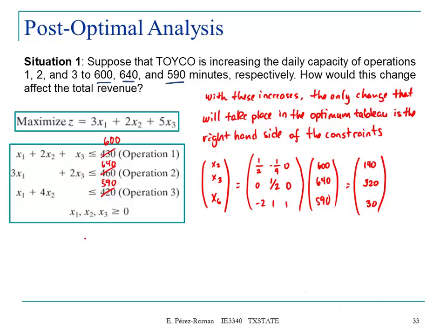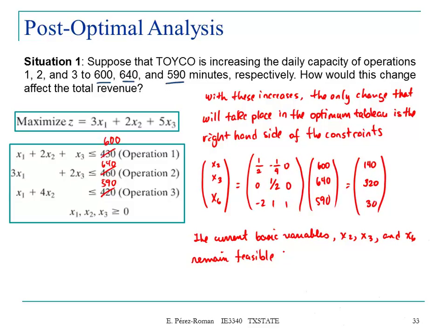So since these are positive, the current basic variables x2, x3, and x6 remain feasible. Okay, so feasible basically means that you are satisfying the constraints.